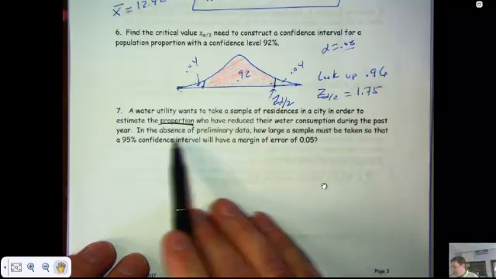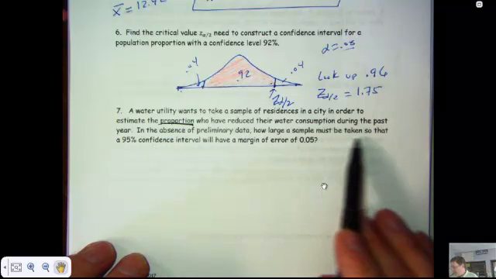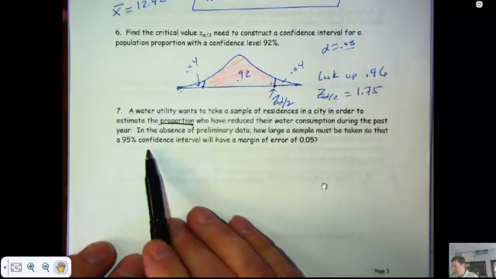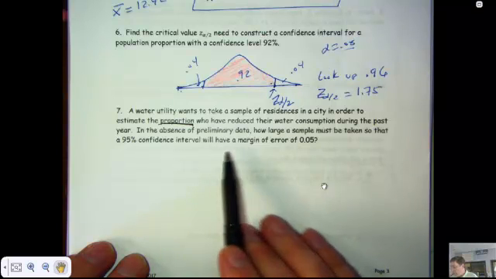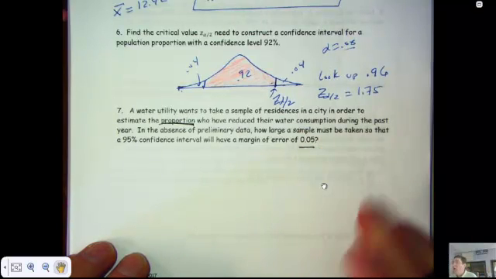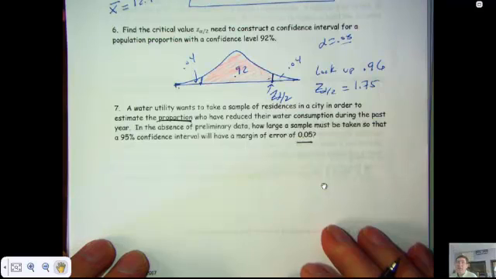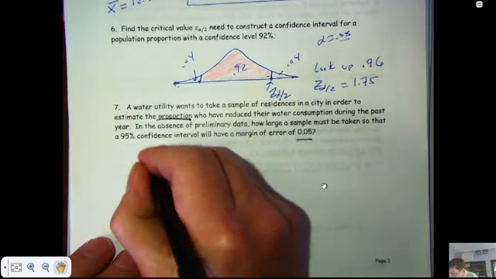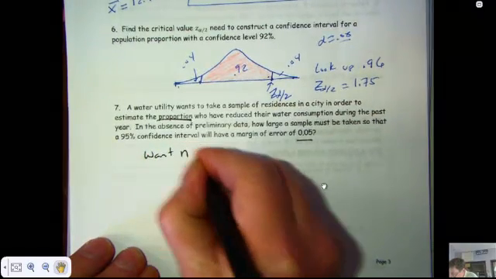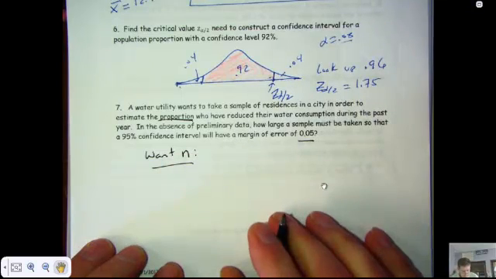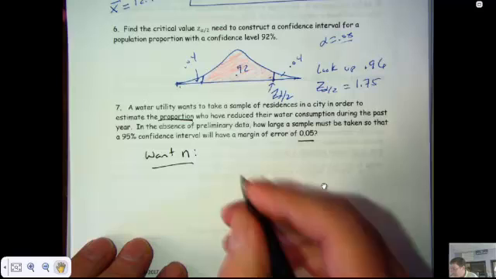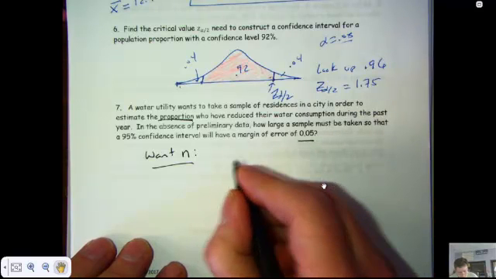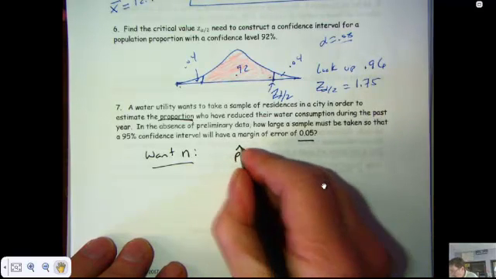In the absence of preliminary data, how large a sample must be taken so a 95% confidence interval will have a margin of error of 0.05? What do I want to find on this? What variable am I looking for? I want n. I want n on this one. And this is, I want the sample size. Also, on this one, we do not have a p-hat.